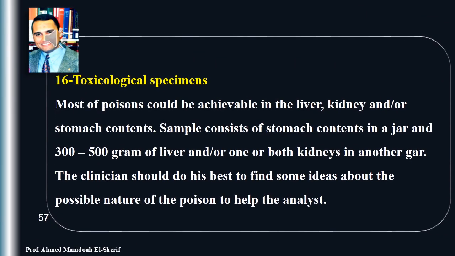Toxicological specimens. Most poisons could be found in the liver, kidney, and/or stomach contents. The sample consists of stomach content in a jar and 300 to 500 grams of liver and/or one or both kidneys in another jar. The clinician should do his best to find some idea about the possible nature of the poison to help the analyst.